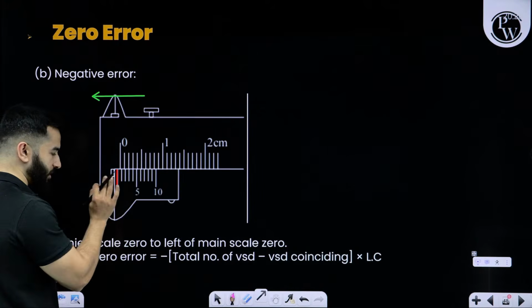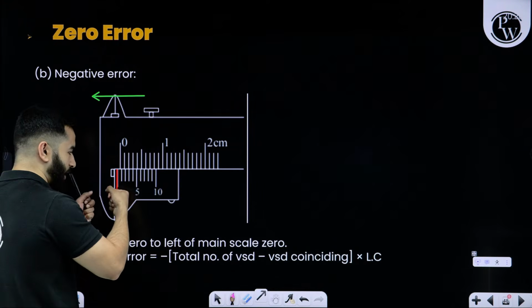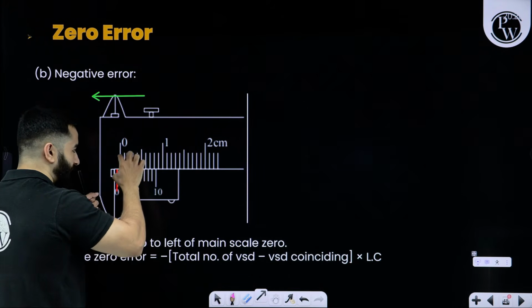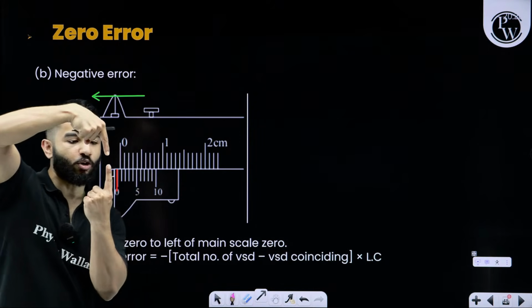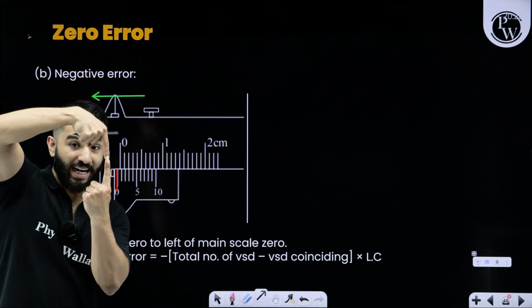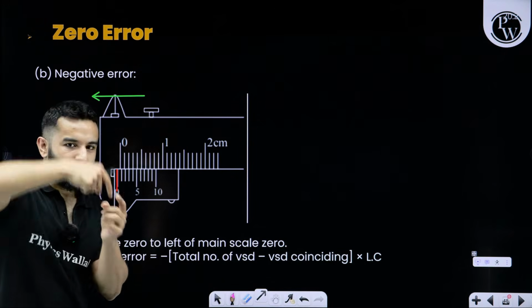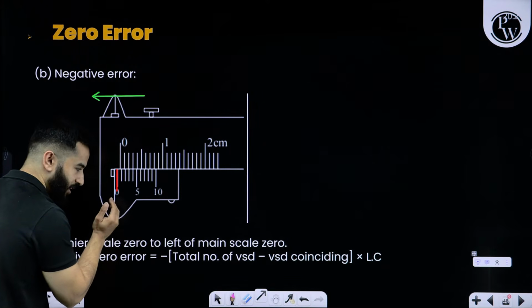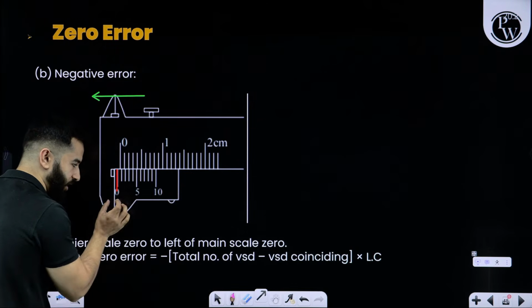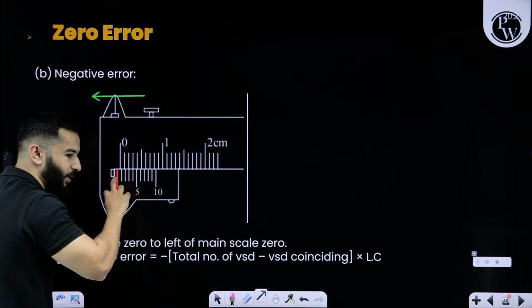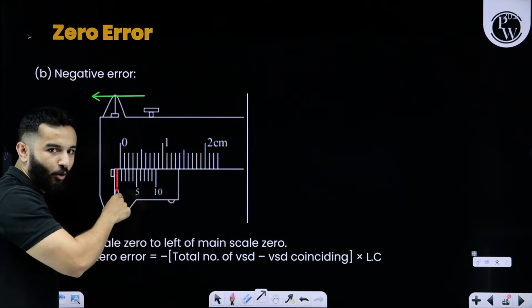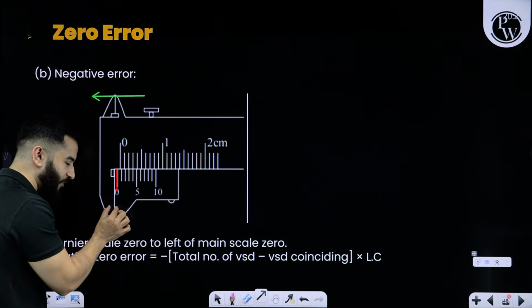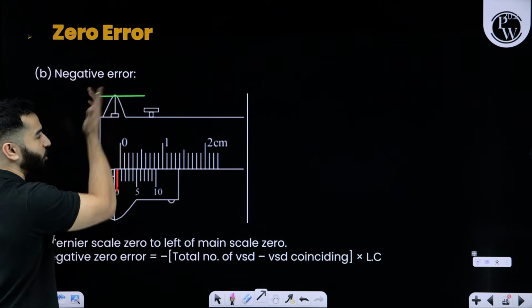See, the better way to understand is, when I open the jaws, at a particular time the zero of the vernier scale and zero of the main scale are going to coincide like this. At that point there will be a slight space in between these two jaws, right? This vernier scale has moved in this direction, but at that point the vernier caliper is still reading 0. Even when there is a space in between these jaws, it is still reading 0. That's why it has got negative zero error.